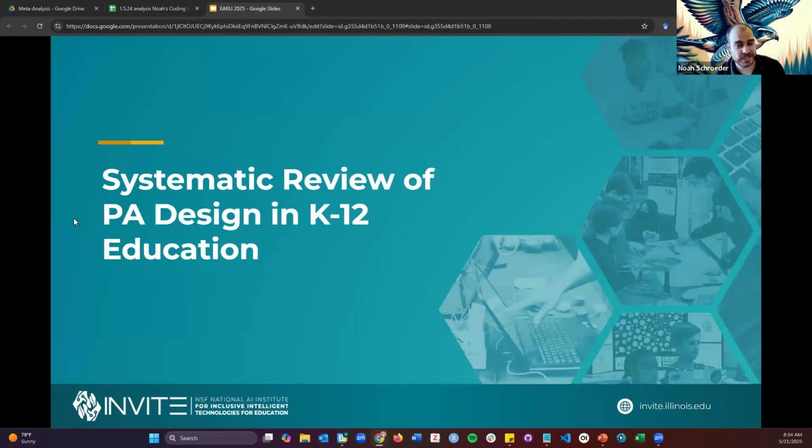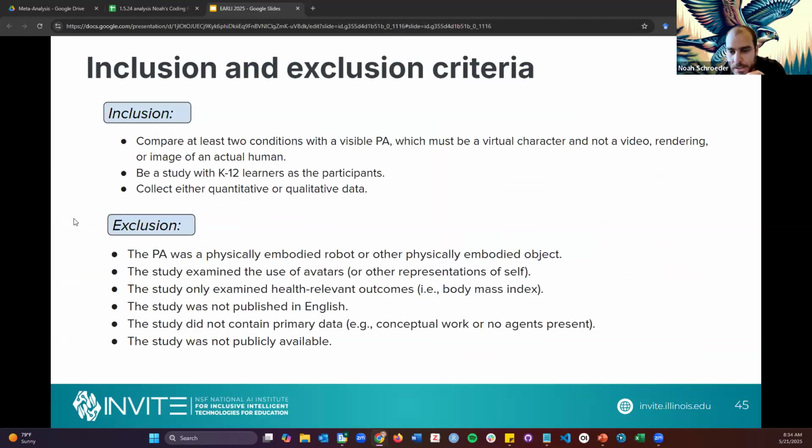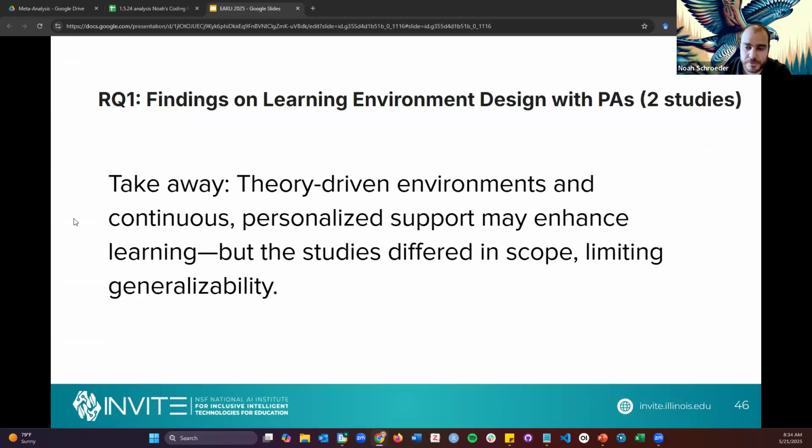And this needed a totally different sample than the meta-analysis because the meta-analysis was comparing an agent condition to a no agent condition. So here we wanted to compare an agent condition to a different agent condition and understand the nuance. So we had 44 studies that met this criteria. Again, this was narrowed down from those 112 in our scoping review. Generally speaking, we needed 2 conditions with a visible pedagogical agent, and similar to before, it had to actually collect data and be with K-12 learners.